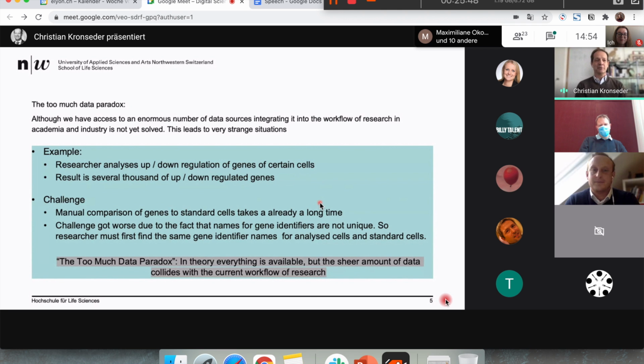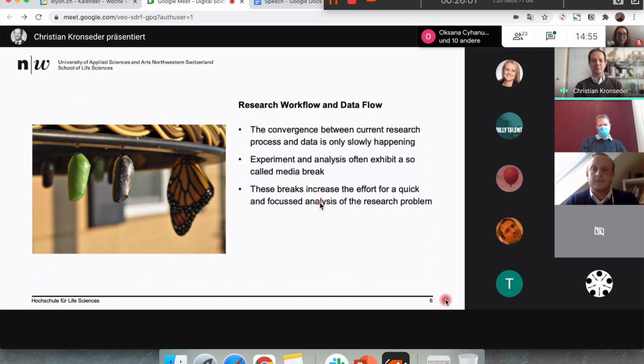So there's another problem. So we have too much data, and in theory everything is available, but the sheer amount of data just collides with the current way we're doing our laboratory work. And I think that's a problem. I think everybody agrees that this is a problem.